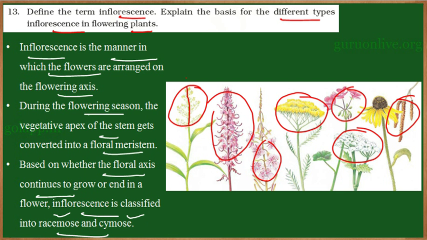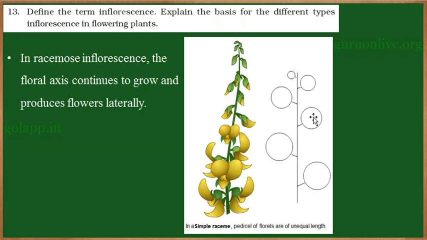Here we can see there are some flowers which are present at the tip, whereas in some plants the flowers are arranged on the lateral side. So based on these two factors, inflorescence is of two types.